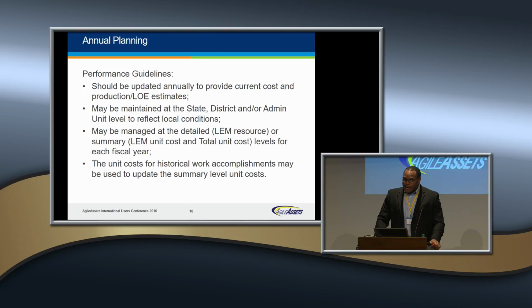So really the idea is you can start off at the unit cost level, or you can, over the course of several years, look at what those unit costs are. But the goal is really to drive towards actually having the detail, the specific labor, equipment, and material makeup, because that will give you better data when you're actually planning. Okay, you also have the ability to use the historical work accomplishments to help derive your unit costs.